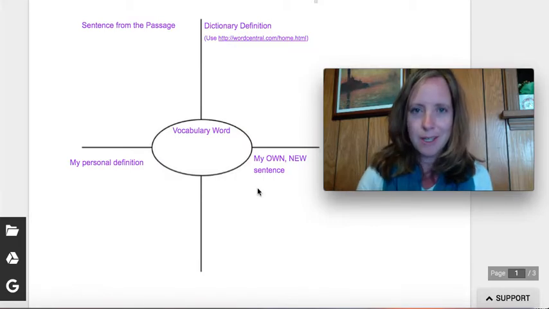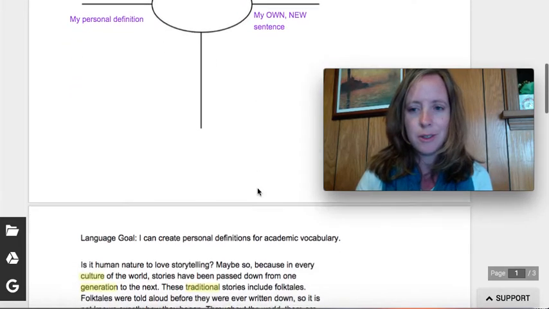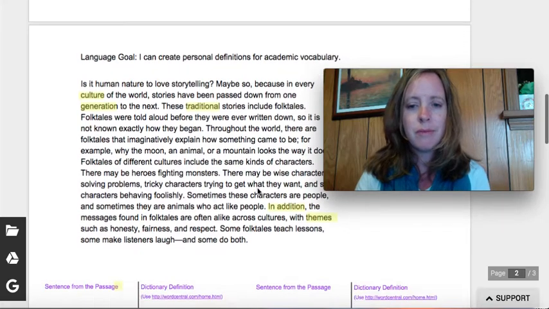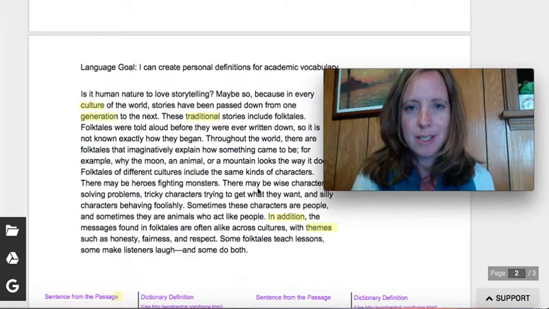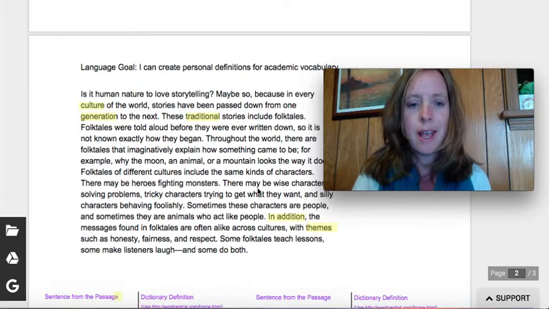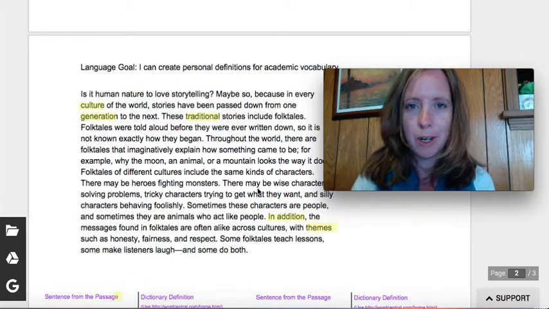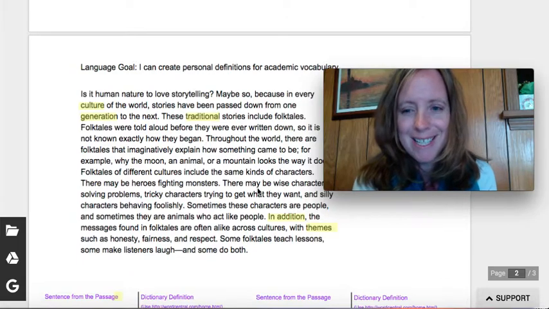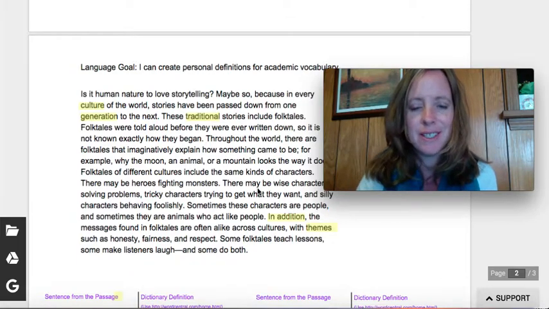As always, I'm going to do some examples for you. This is our example passage. You will have your very own passage to read and your very own vocabulary words to work with. This is just an example. Here's the passage.